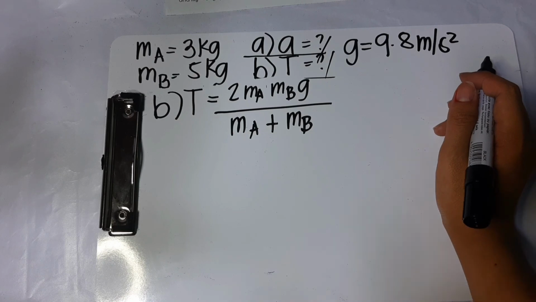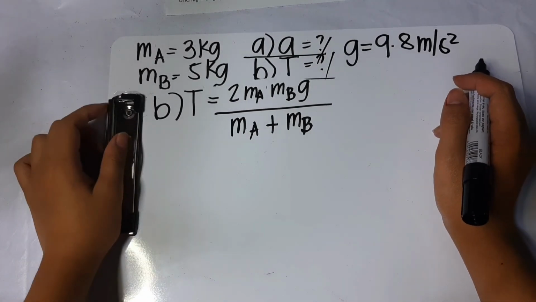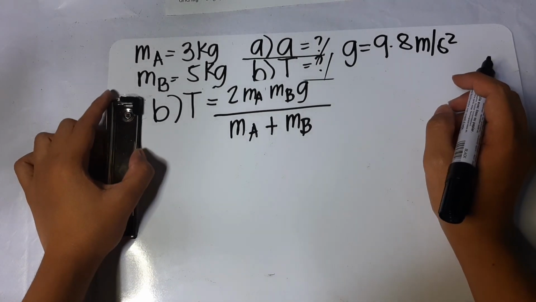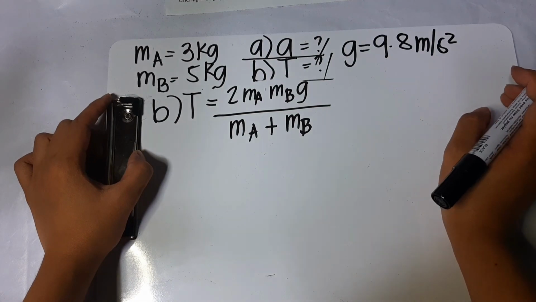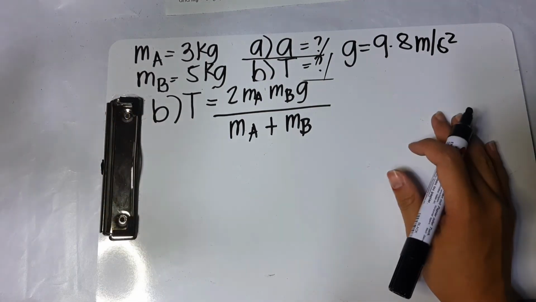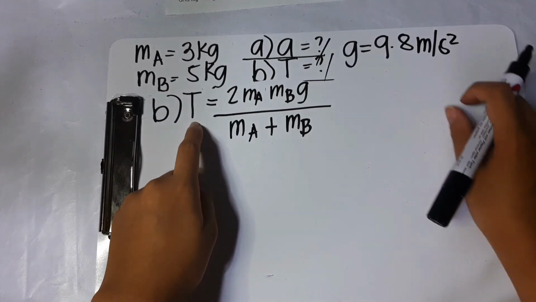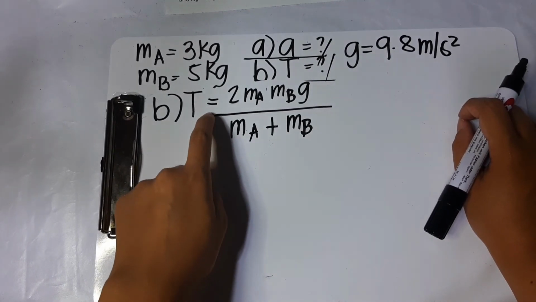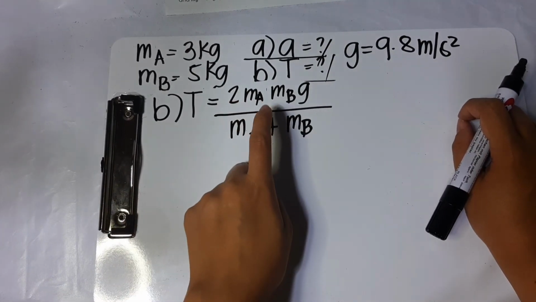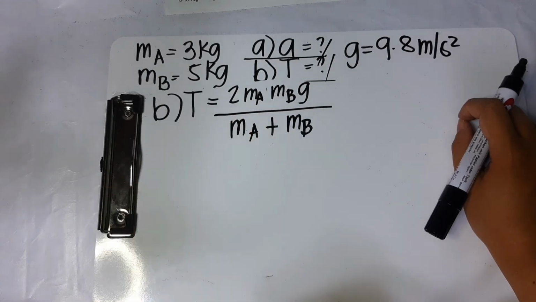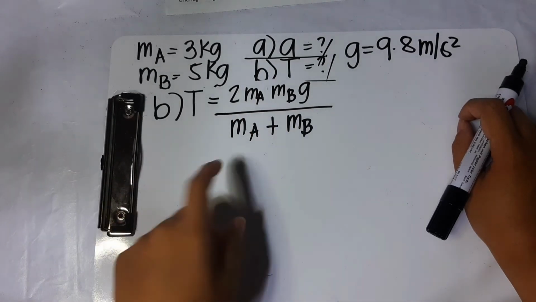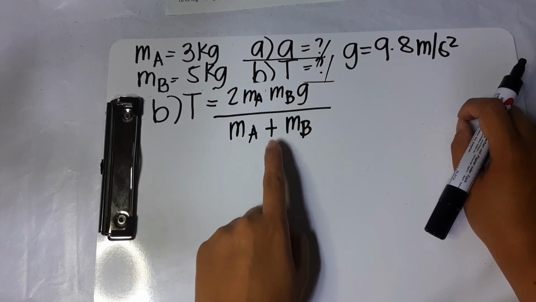So this time around, we're going to solve for the tension in the string connecting the two masses. Using the formula, tension is equal to 2 times mass A times mass B times the gravity divided by mass A plus your mass B.